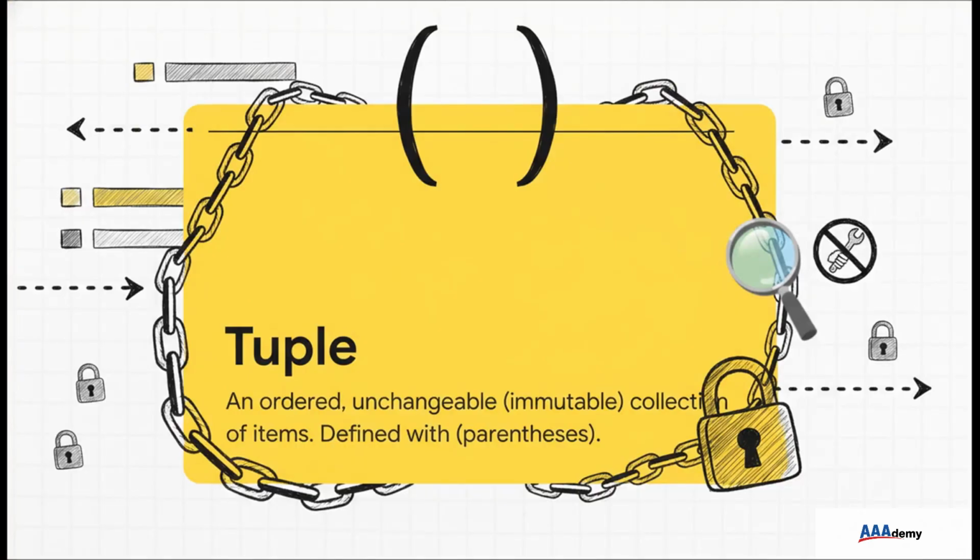And this is a tuple. At first glance, it looks almost exactly like a list. It's an ordered collection of items. But there are two huge differences. One, it's defined with parentheses, and two, it is fundamentally unchangeable. Once you create a tuple, that's it. Its contents are set in stone.